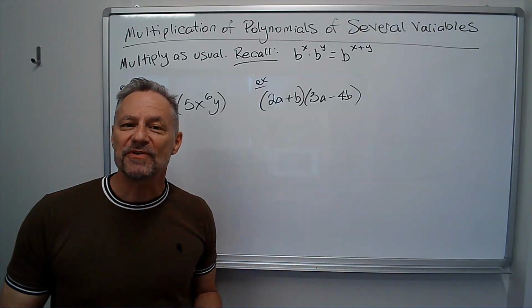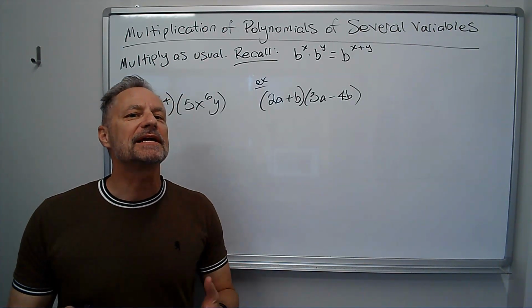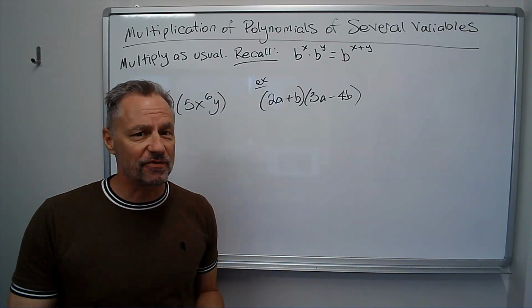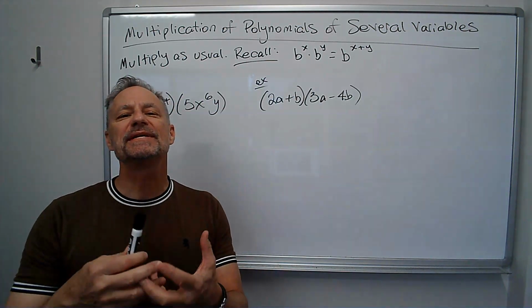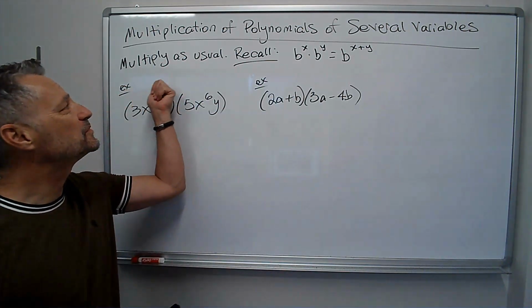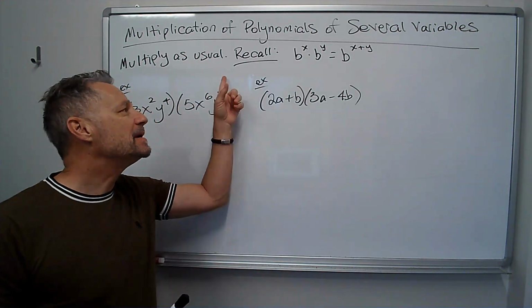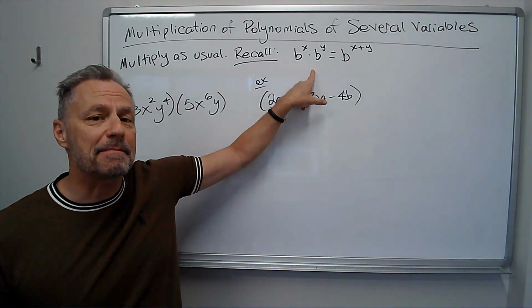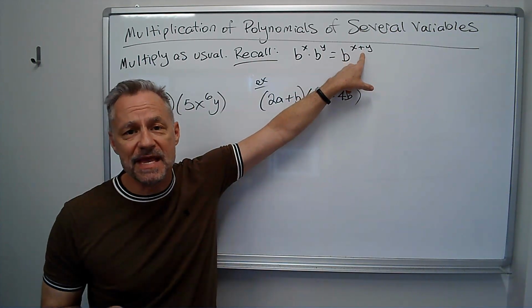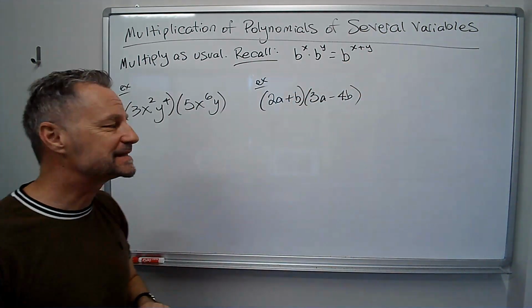Hi there. It's Professor Monty, and we're multiplying polynomials of several variables. And the idea is we already know how to multiply. We multiply as usual. Remember, though, if you multiply two things with the same base, you keep the base and add the exponents. Let's look at a couple examples.